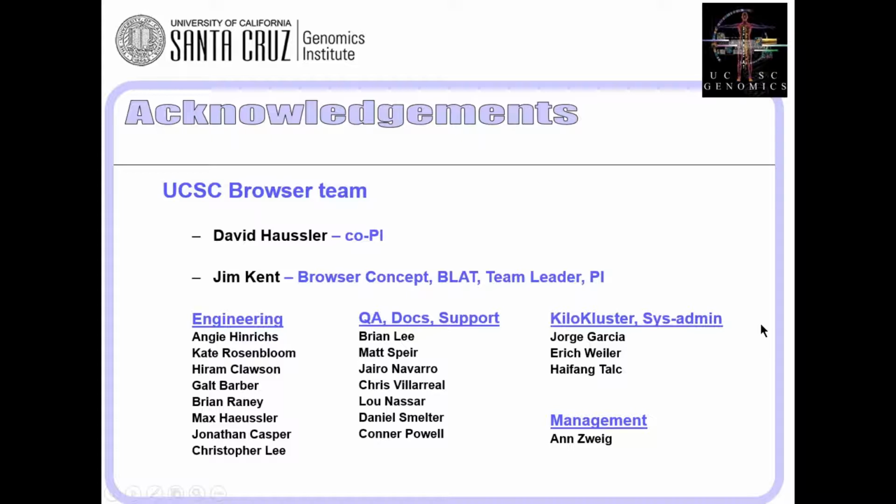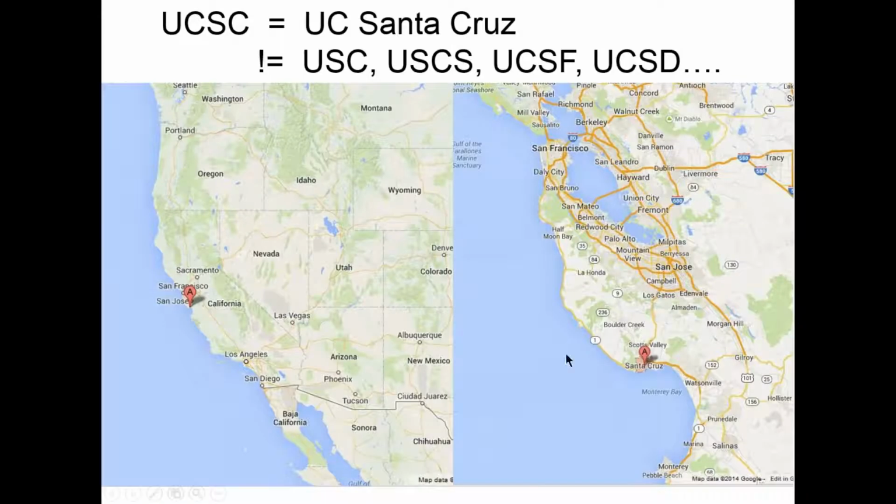Okay, so for those of you who don't know California that well, we are on the central coast of California, nowhere near USC, which is not one of the University of California campuses. They're down in LA. UCSF and UCSD are all campuses of the University of California, but they're frequently mistaken for each other and for us. So we're supposed to say UC Santa Cruz now. And so here we are in close-up. We're across the bay from Monterey and across the mountain from Silicon Valley and San Jose.